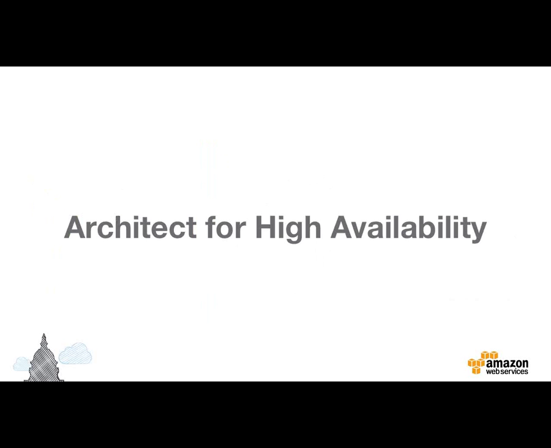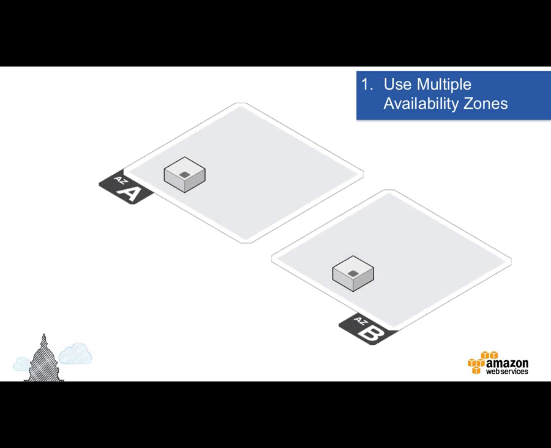So let's talk about what it means to actually architect for high availability. The first thing you want to do is use multiple availability zones. It costs the same amount of money to launch 2 instances in one availability zone as 2 instances in 2 availability zones on Amazon Web Services. So you should use multiple availability zones. Availability zones are within the same region.